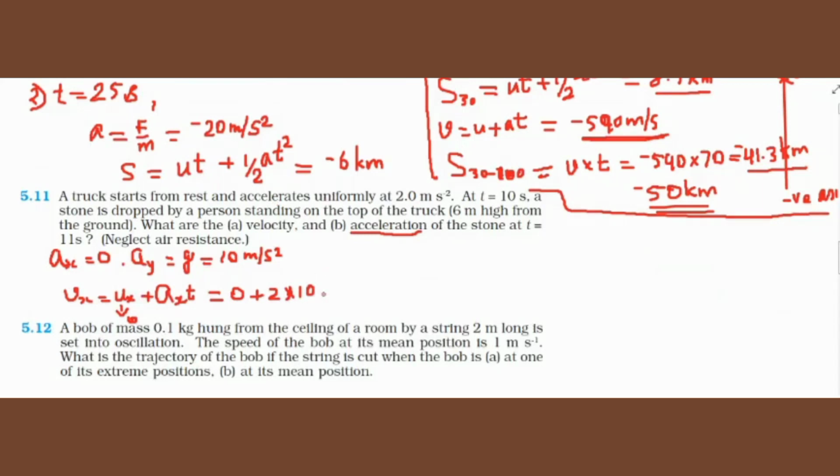Afterwards, horizontal velocity remains constant. There is no change in horizontal velocity. Remember what you have studied in projectile motion. So whatever velocity it has at 10 seconds, it retains that same horizontal velocity even at 11 seconds also.